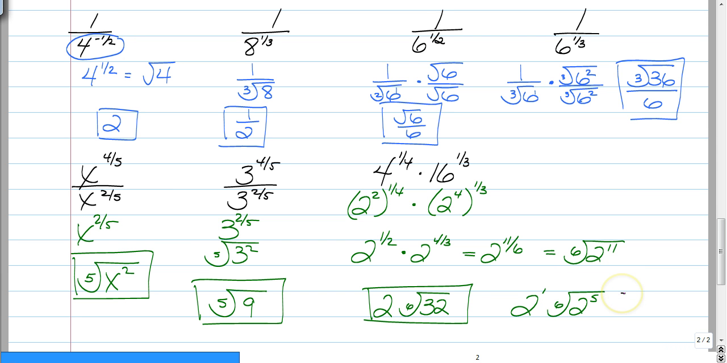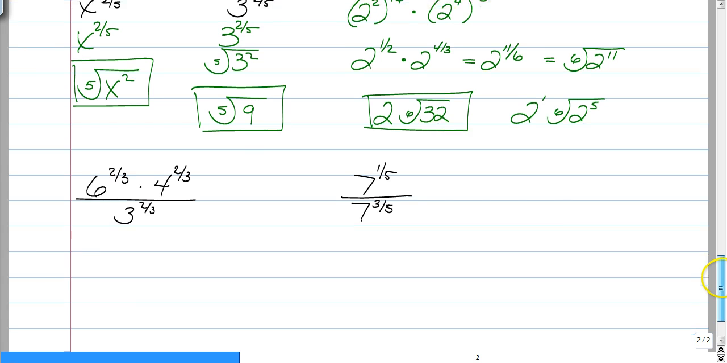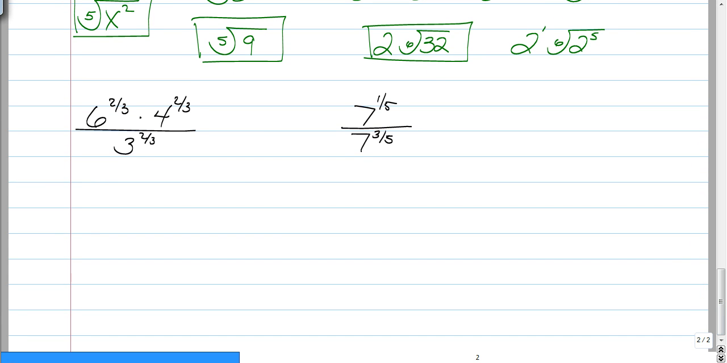Okay? So, let me show you an example of a couple that are a little bit crazy. It doesn't look like the one on the left can be simplified a whole heck of a lot until you remember that when they have the same exponent, they are allowed to have different bases. So 6 times 4 is 24 to the 2/3 power divided by 3 to the 2/3 power. Since they still have the same exponent, 24 over 3 is actually 8 to the 2/3 power.